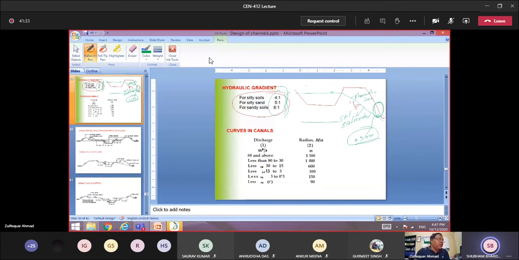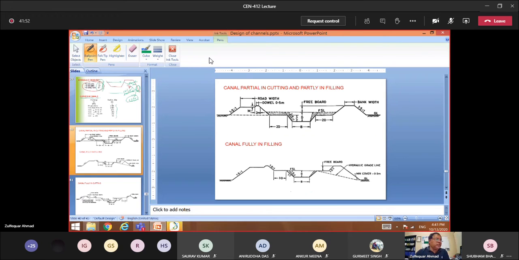Yes, okay. Then curves in the canals; I think we had discussed this sometime earlier. In the alluvial canals, of course, these are the radii. So this is the minimum radius to be provided in the case of alluvial canals, right? Now, the drawings that I had shown you, take the complete picture of that drawing. Let me explain the first one, which is a canal in partial cutting and partial filling.